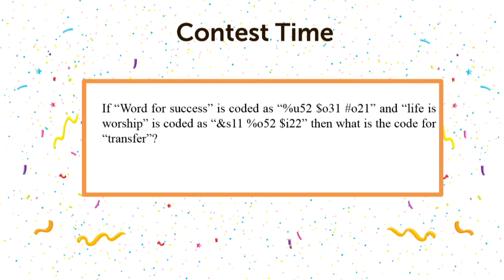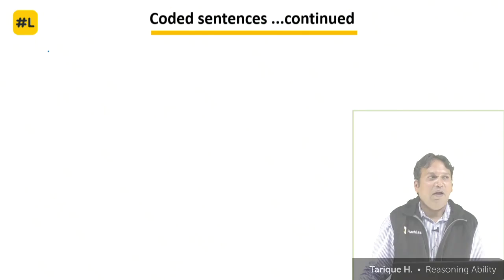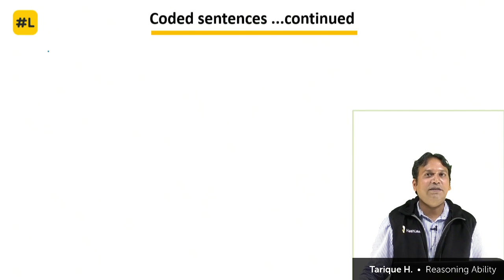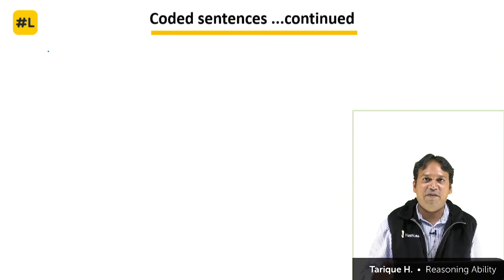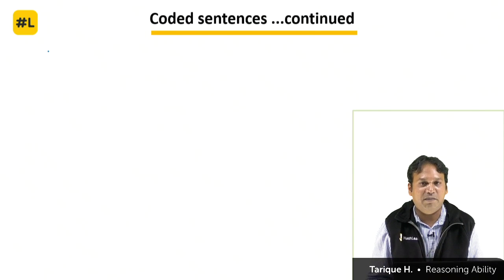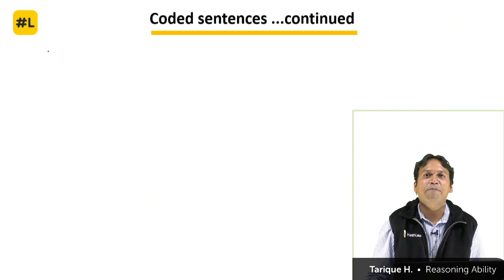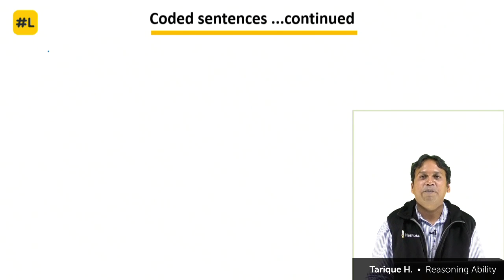Alright, let's continue with the concept of coded sentences. Now I will go towards the advanced difficulty level for you. Already we have seen an average to middle difficulty level in the previous question, profit order. That question was there for profit order. Now let's see this question.